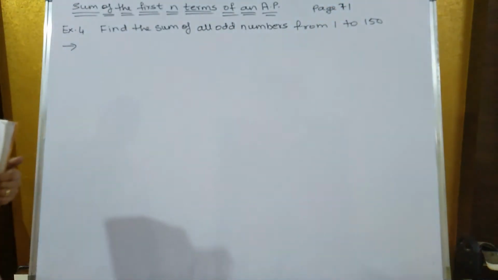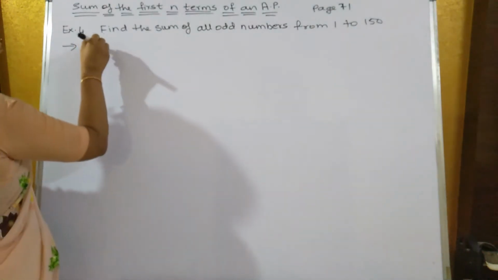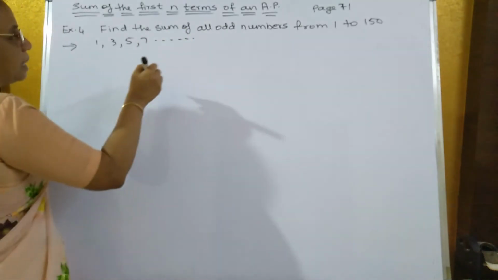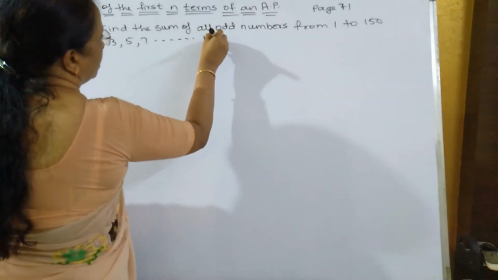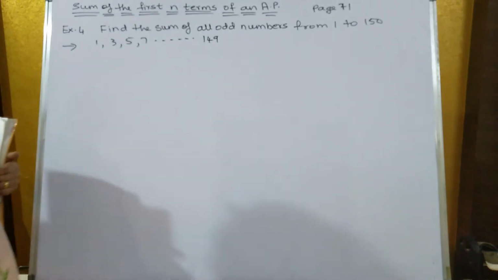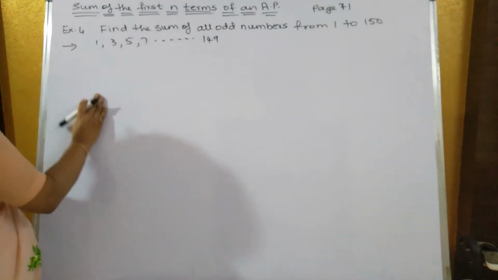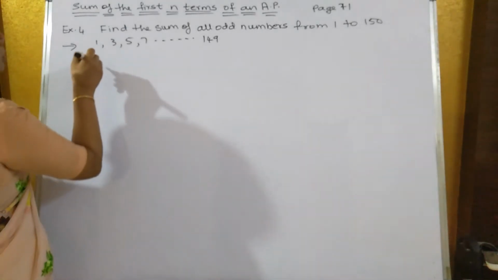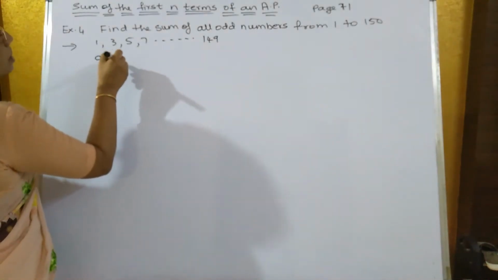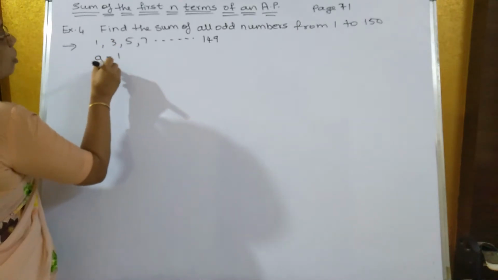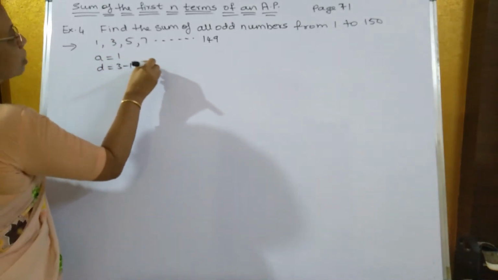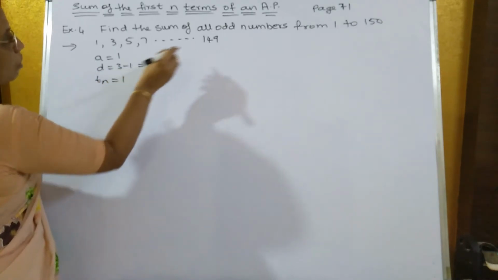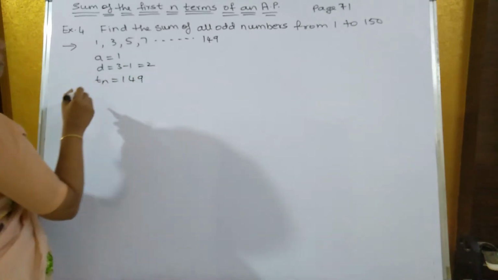Now what are the odd numbers from 1 to 150? 1, 3, 5, 7 and so on. And the last odd number is 149. 150 is not an odd number, it is an even number. So first we will find out n and then we will find out Sn. So a over here is equal to how much? 1. d is equal to how much? 3 minus 1, that's equal to 2. And Tn is equal to how much? 149. So first we will find out n.